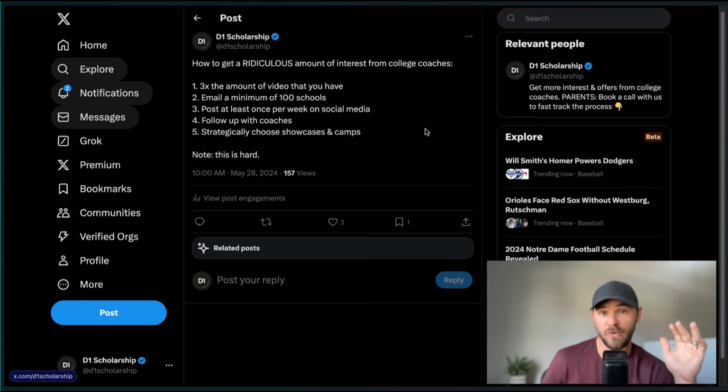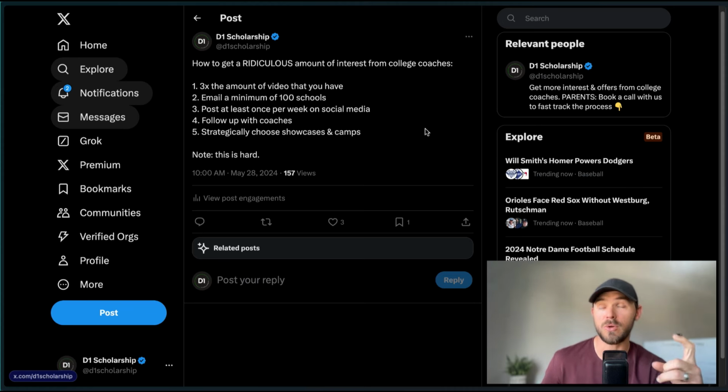And by far, the only way that you're really going to be able to do this and have quality at scale is to automate the process. If you're not automating the process of sending emails, you're not going to be able to get a ridiculous amount of interest. It's just going to be very hard to manually send hundreds and hundreds and hundreds of emails.